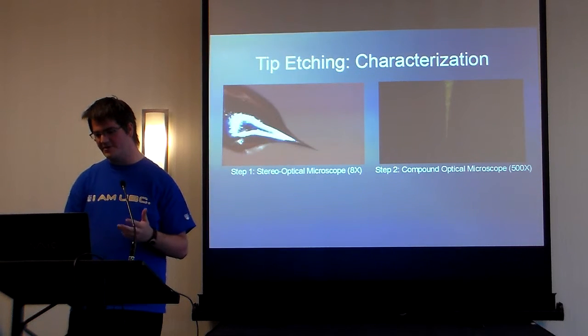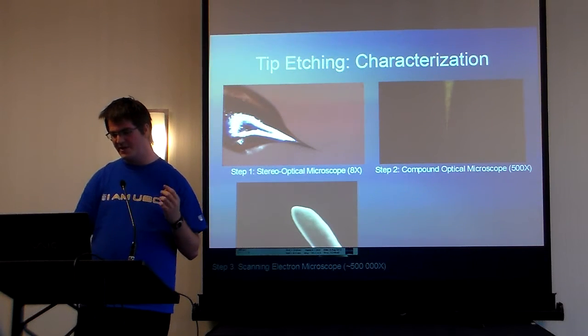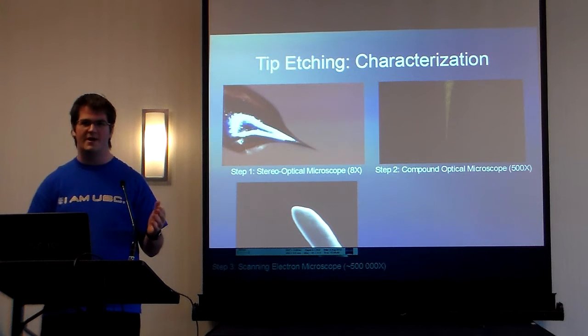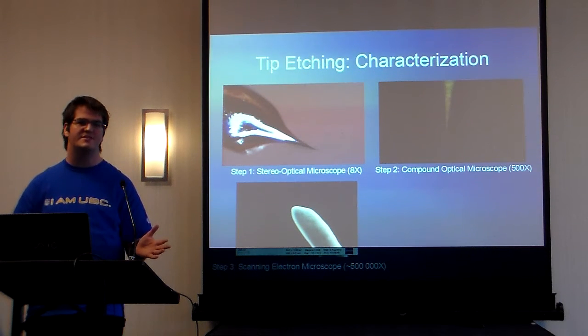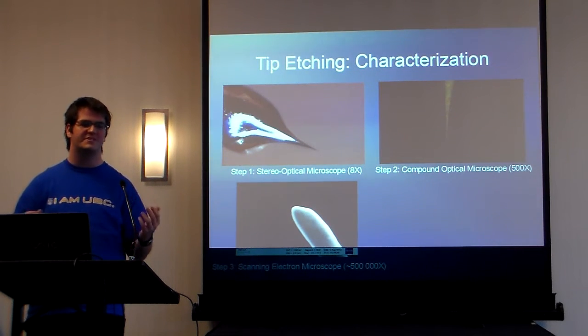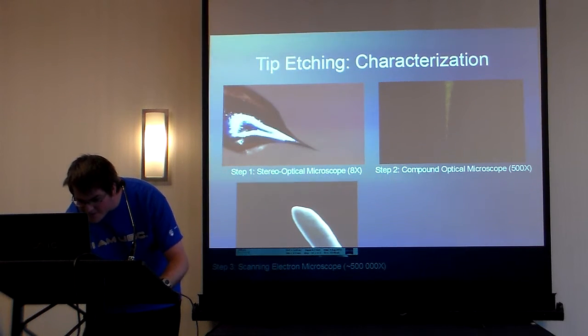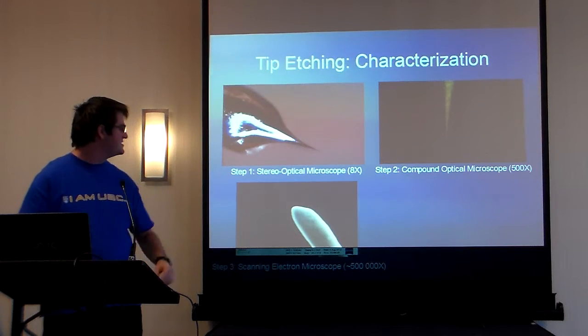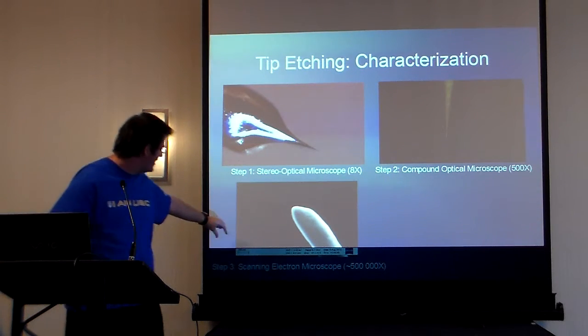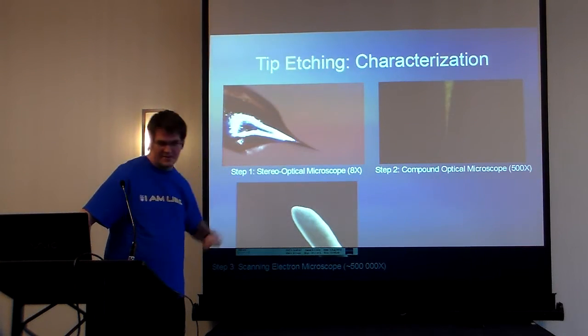And then if they look good under these two, I put them in a scanning electron microscope, and I can go up to about 500,000 times, but the resolution at 500,000 is never that good. I think this one's about 100,000. So the scale on that photograph is 200 nanometers.